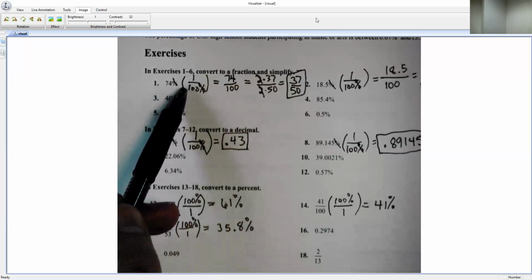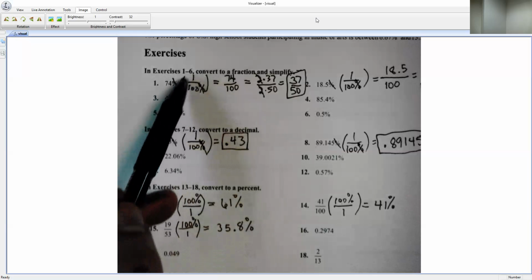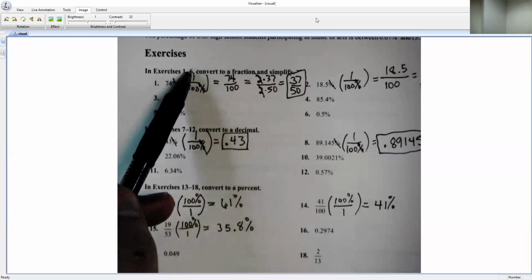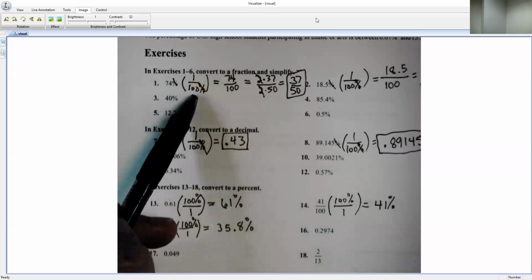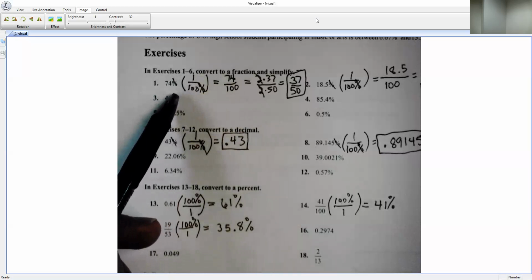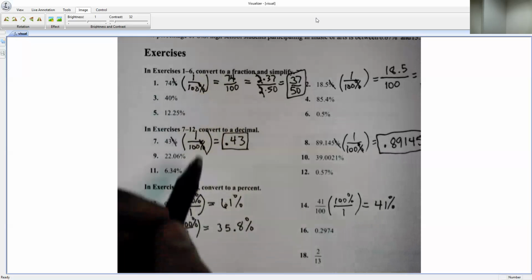So 74% times 1 divided by 100%. And this 1 divided by 100% is really the number 1, because the number on top and the number on bottom are equal. 1 and 100% are equal. So when we're multiplying any number by 1, we know that we're not changing it. We're not changing the amount, we're changing the way it's written, changing the unit that it's written in.